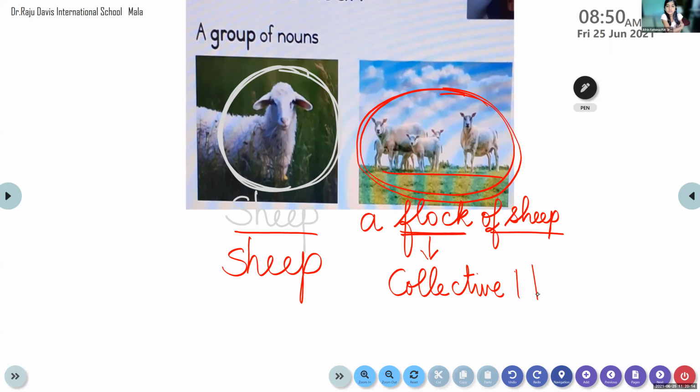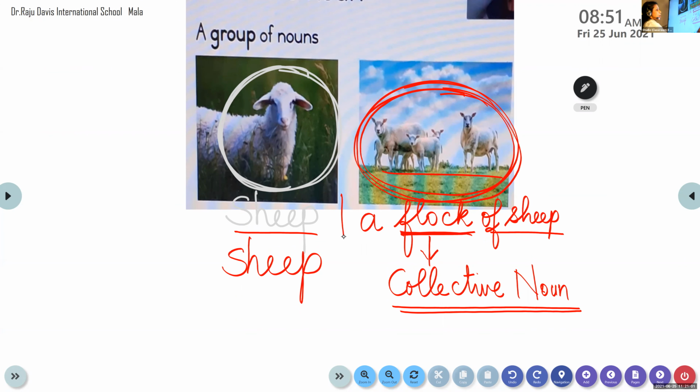Which is a collective noun here? Flock of sheep. Have you understood? So when it comes to a group, we call it a flock of sheep. Here, flock is a collective noun. We have to learn the collective nouns by heart because each collective noun differs. Is that clear to all of you? For a sheep, we call it a flock of sheep. So flock is a collective noun here. I hope it's clear. Flock is a collective noun that refers to a group of sheep. For a group of sheep, what do we say? A flock of sheep. Say it again. A flock of sheep.